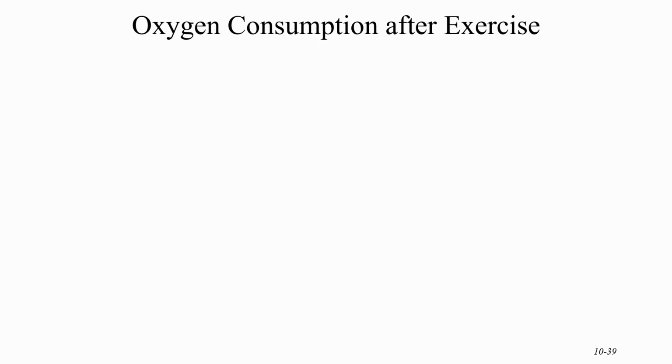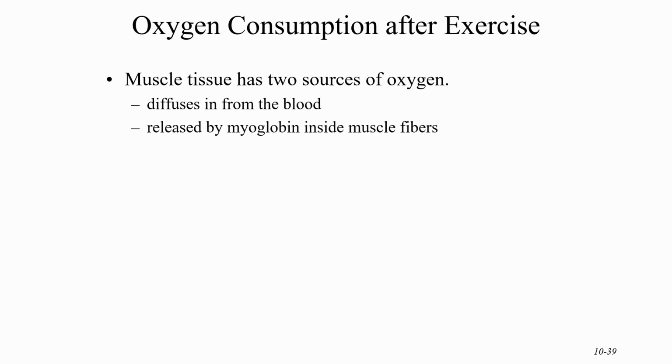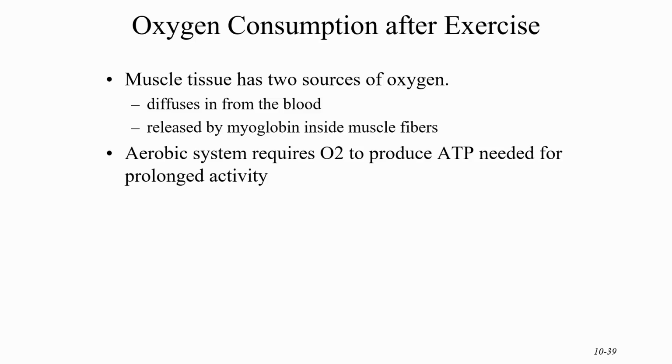Okay, oxygen consumption after exercise. Muscle tissue has two sources of oxygen. It diffuses in from the blood. And remember, we talked about myoglobin? So it's released by myoglobin inside the muscle fibers. The aerobic system requires O2, oxygen, to produce ATP needed for prolonged activity. And this is why, as you work out or move, increased breathing effort during exercise helps to bring in more of that oxygen and get rid of that excess carbon dioxide as you're working out.